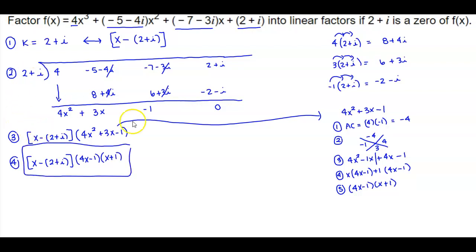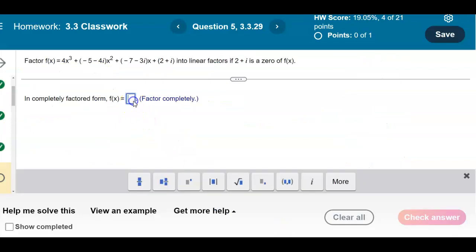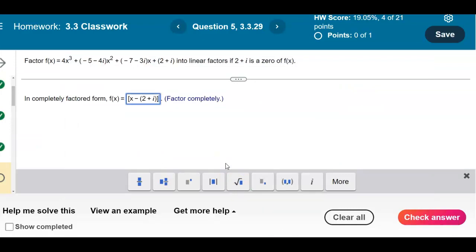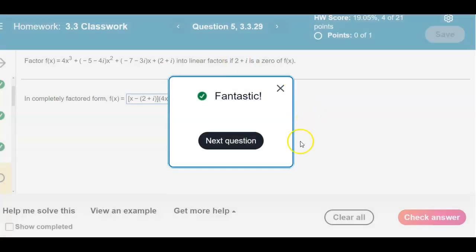So let's go ahead and check this to make sure. We have x minus (2 plus i), in brackets, or you can use parentheses. And then we have 4x minus 1 times x plus 1. Is that correct? 4x minus 1 there, so 4x minus 1 times x plus 1. And let's check our answer. And there is our result.